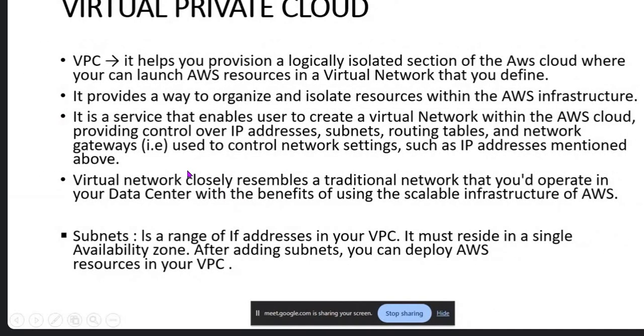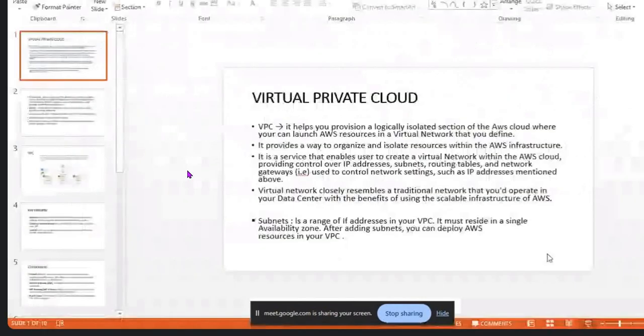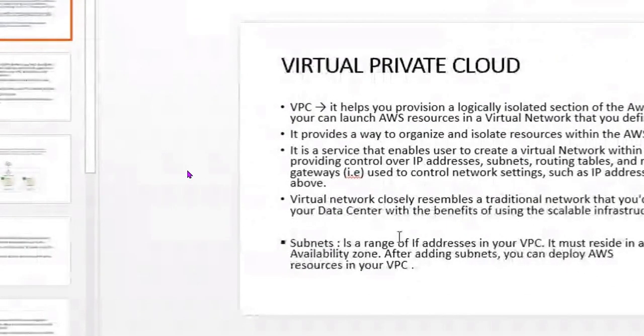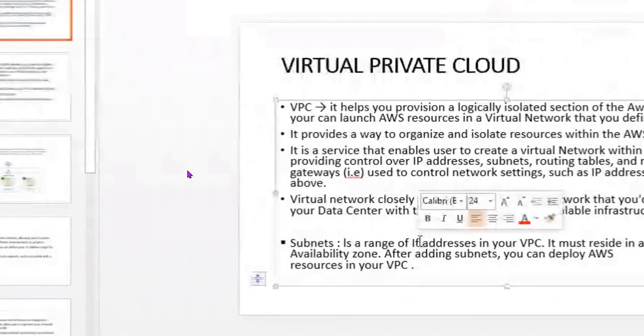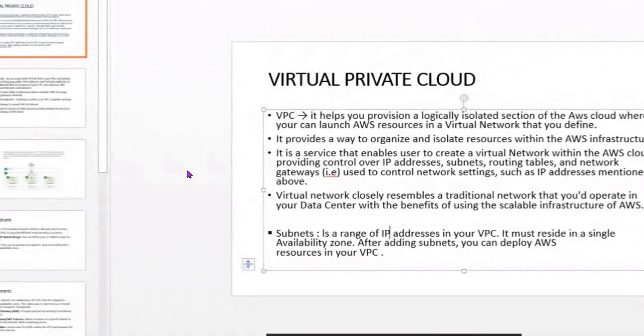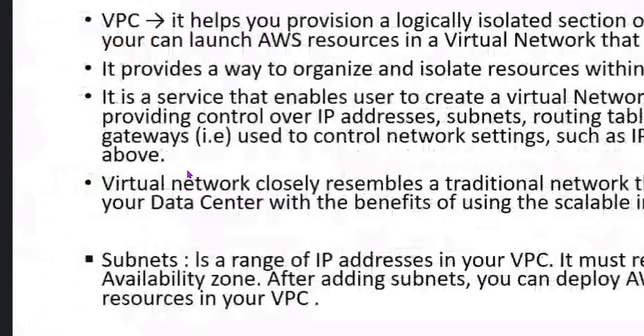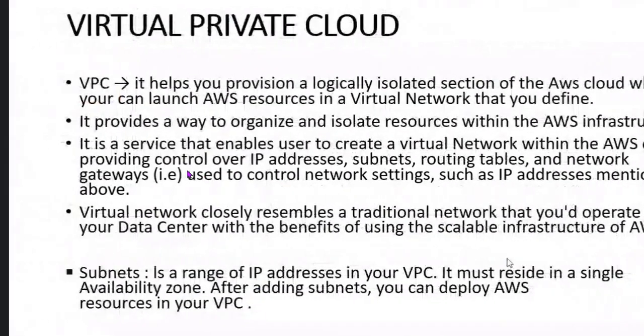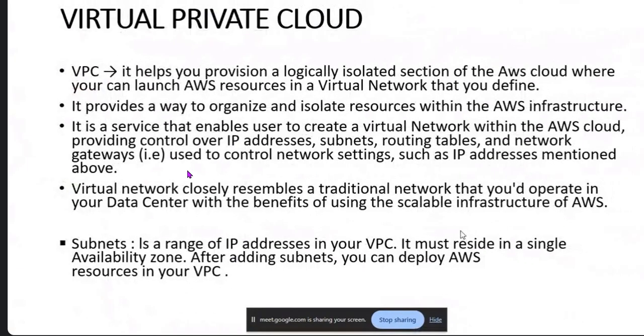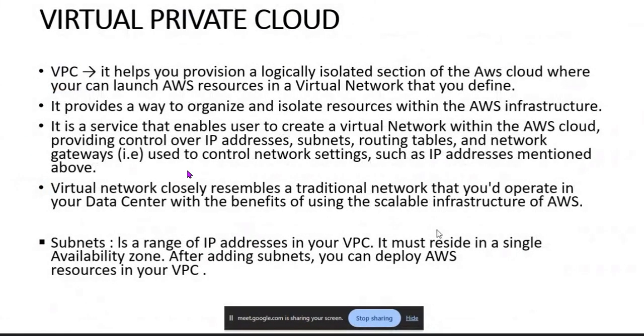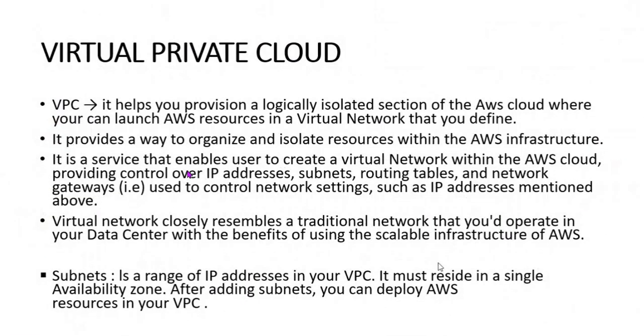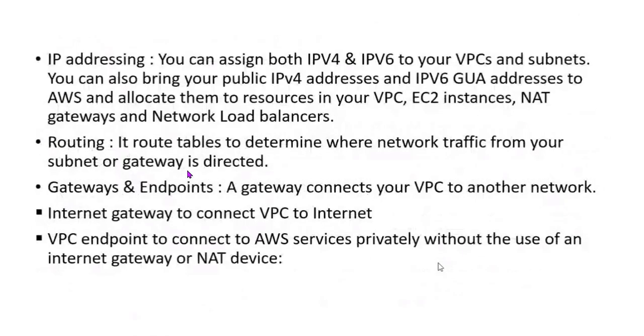Okay. Yes, it's a range of IP addresses in your VPC. It must reside in a single availability zone. Then after the subnet, you can deploy your AWS resources, that is maybe your instances. Then IP addressing: you can assign both IPv4 or IPv6 to your VPCs and subnets.